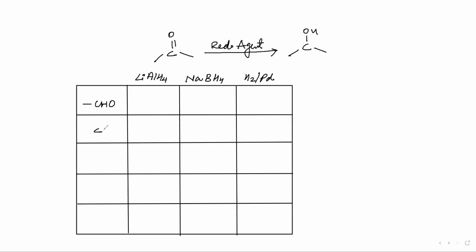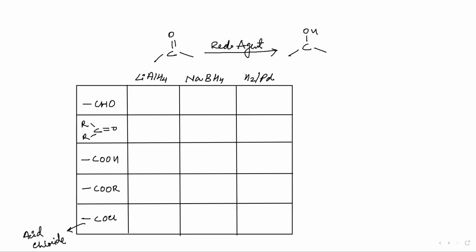We can have R, C double bond O, and again R. This will be a ketone. You can have COOH, this will be an acid. You can have COOR, and you can have COCl. This is called acid chloride.